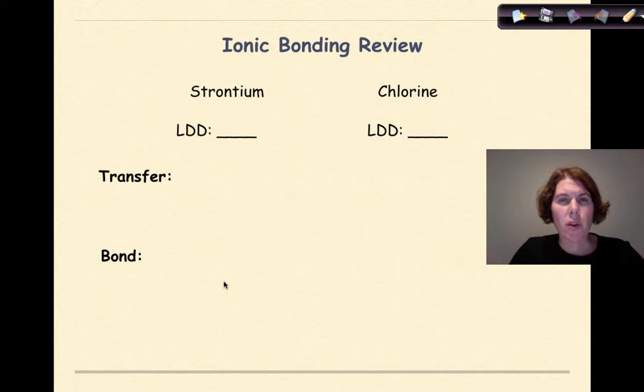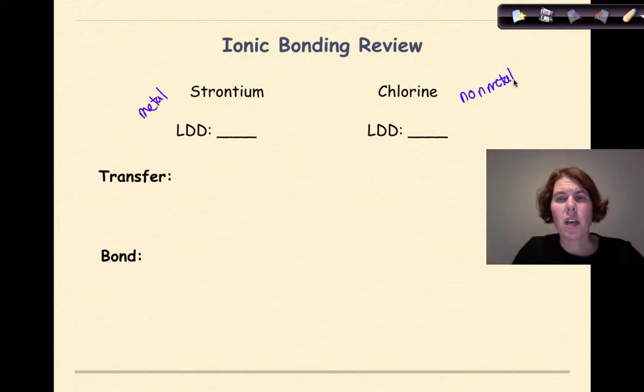Let's do one more before you go to the back of the room, just to make sure that you've got everything right. We have strontium and chlorine. Figure out which one's the metal, which one's the nonmetal. Strontium is a group 2 metal, so it is a metal. And chlorine we know is in group 17, the halogens, so it is my nonmetal.